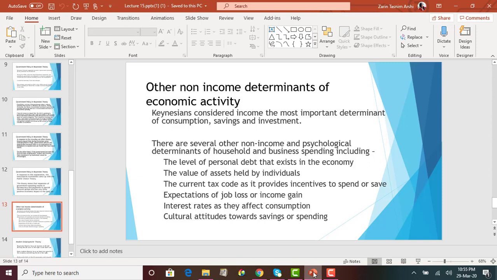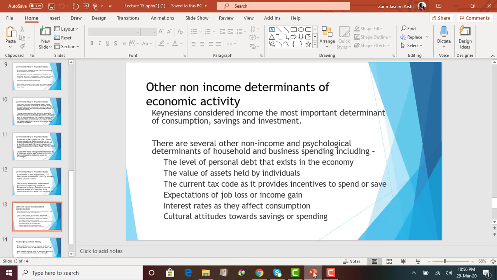But Keynesians also said there are several other non-income factors. So far we know income is very important, but there are other non-income factors that can impact consumption, savings and investments. Okay, so these slides list those non-income factors.